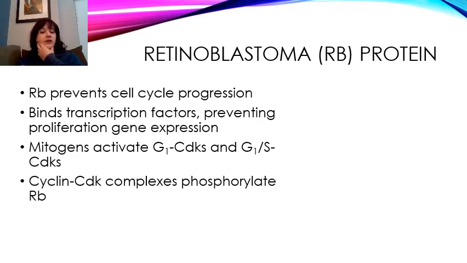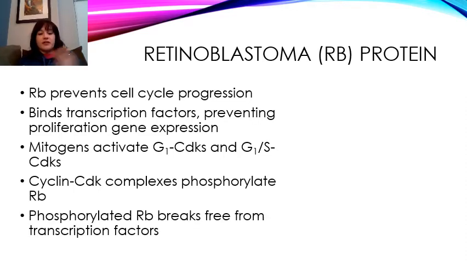So what happens is that normally these genes that are responsible for telling the cell to divide are kept silent by this RB, right? We know that transcription factors need to bind to promoters to tell a gene to be expressed. And so what RB does is it binds these transcription factors and keeps them from assembling at the promoter. So when the cell does receive a signal from a mitogen, there's going to be a cell signaling cascade, and ultimately these G1 CDKs and G1/S CDKs are going to become activated, and what they're going to do is phosphorylate this RB protein.